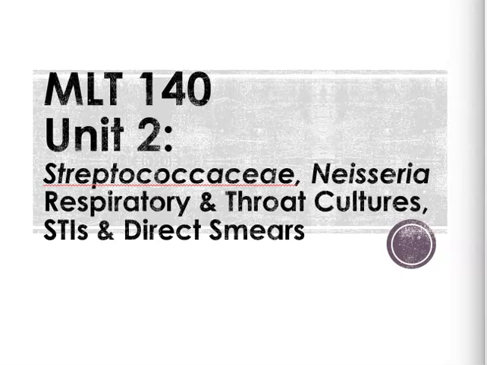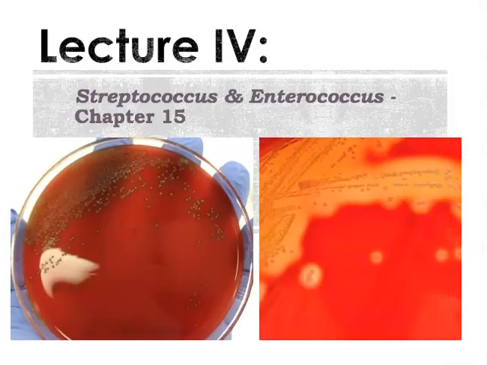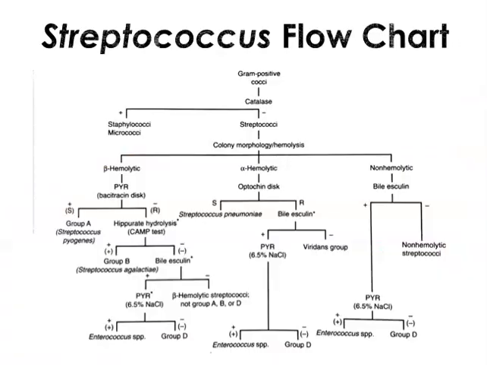So we're in Unit 2 now. In Unit 2, we're going to cover the family of organisms known as the Streptococcaceae. We're also going to talk about an organism called Neisseria. We're going to go through respiratory and throat cultures, sexually transmitted infections, and direct smears. In this very first lecture for Unit 2, we're going to talk about Streptococcus and Enterococcus.